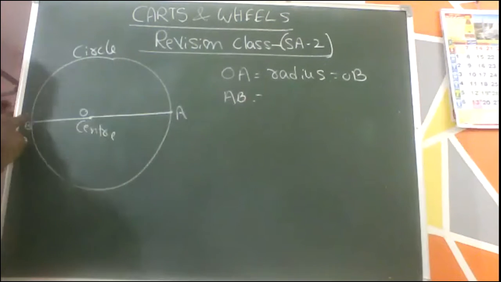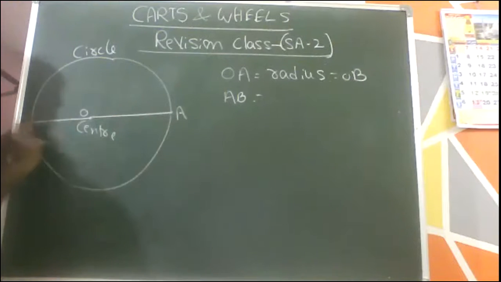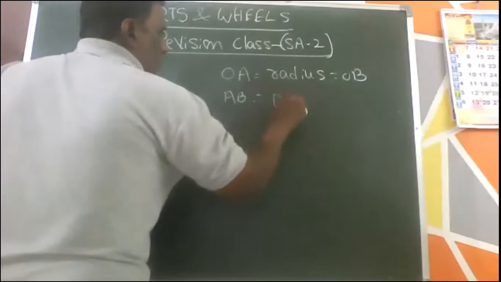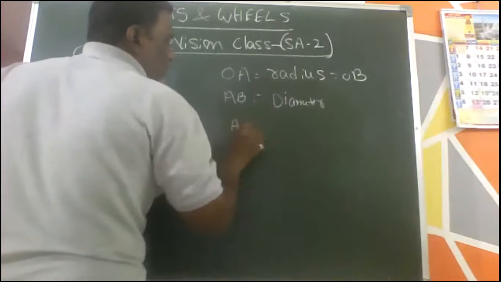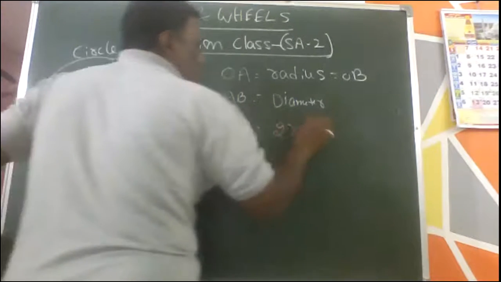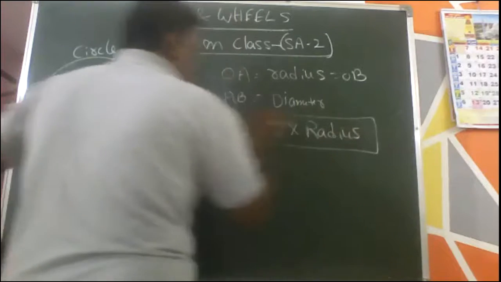AB, from A to B, the line passing through the center, AB is called the diameter. And the diameter is always 2 times the radius. Diameter is always double the radius.